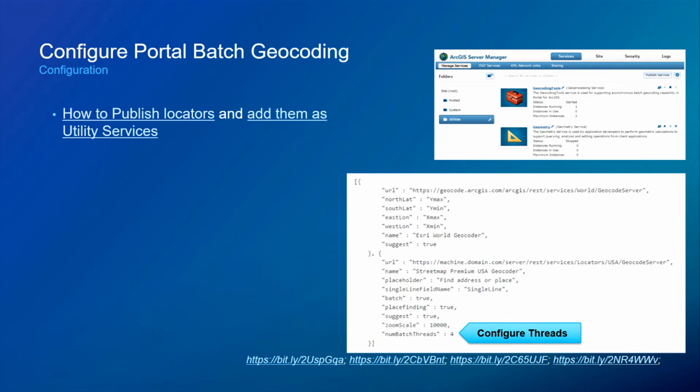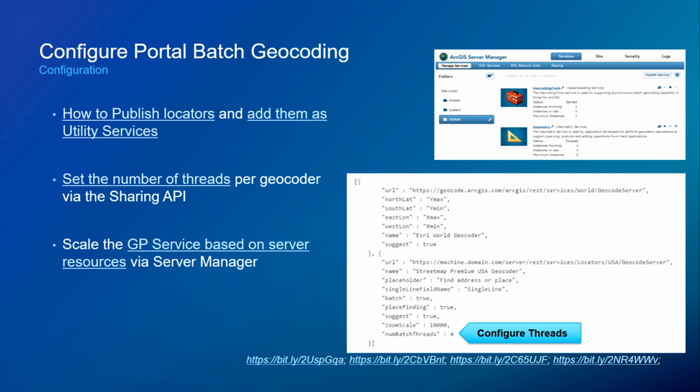So first, you would want to publish your locator to your server and add that locator as a utility service. Once you've added it as a utility service, it will show up in the sharing API call. And then you can set the number of threads per geocoder via the sharing API, which is the configure threads arrow in that photo.